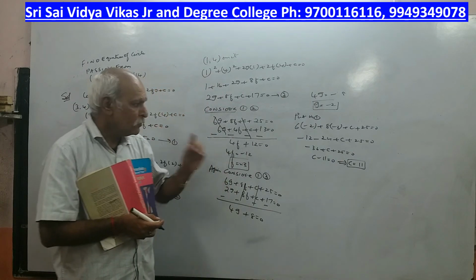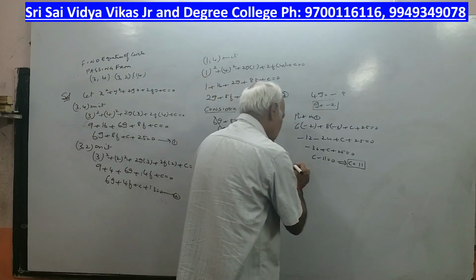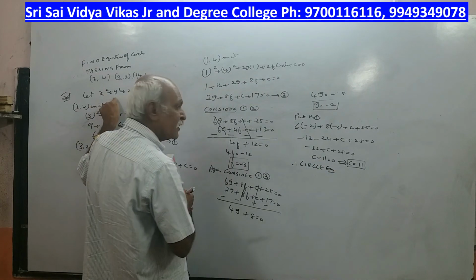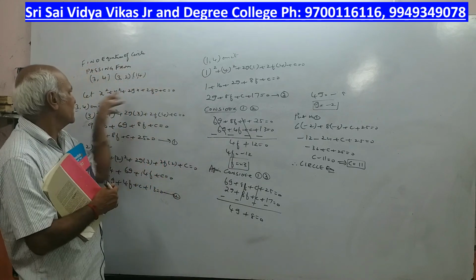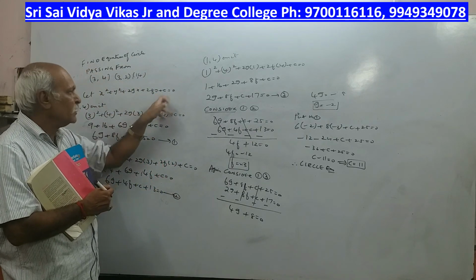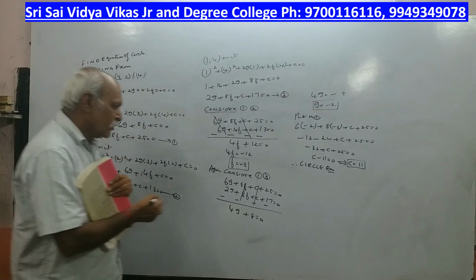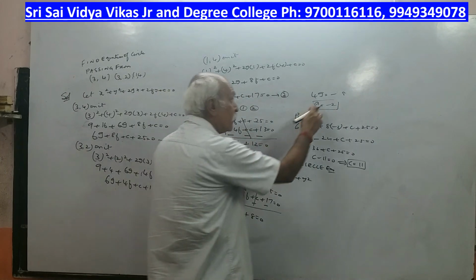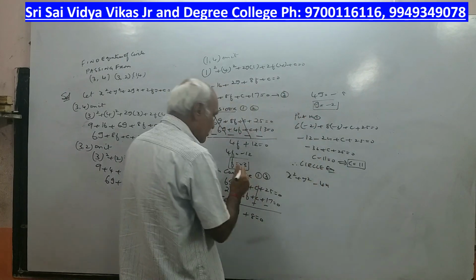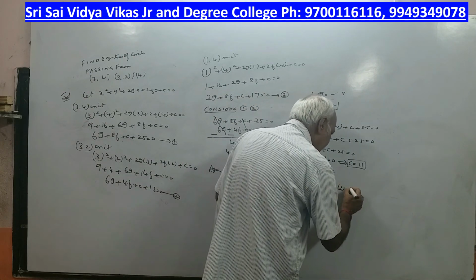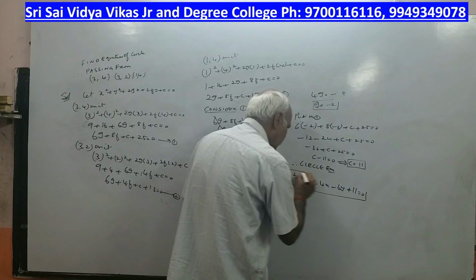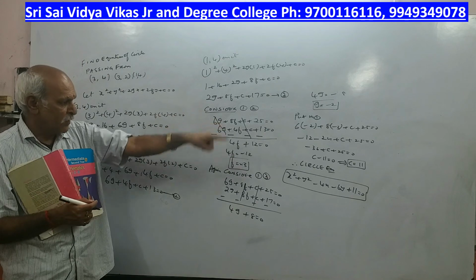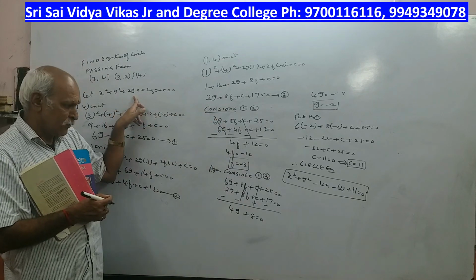Why did I say these problems are easy? We got the c value 11. Therefore, the circle equation. What is the circle equation? I told you: x square plus y square plus 2gx plus 2fy plus c. Now substitute the values, not x and y values, only the g value and f value. G value, how much did we get? Minus 2, so 2 into minus 2, minus 4x. F value minus 3, so minus 6y plus 11 is equal to 0.